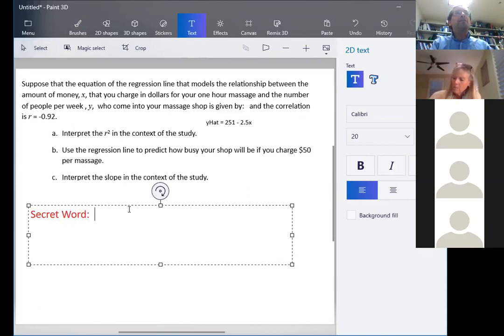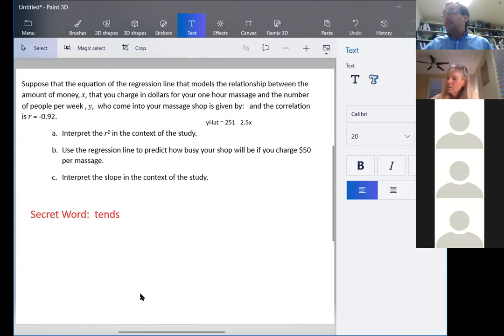So the secret word for today is tends. Because you want to remember that you use words like tends to and not will become or causes, when you're using the verbiage, the language of regression analysis. It only talks about tendencies and trends. It does not talk about cause and effect. Because is a bad word because the last bunch of letters are cause.